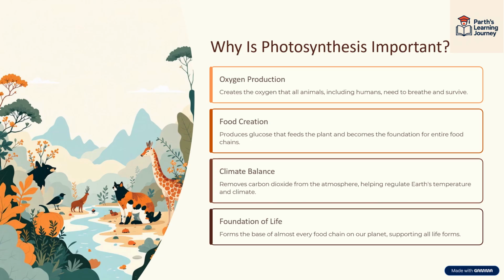Next, climate balance. It removes carbon dioxide from the atmosphere, helping to regulate our Earth's temperature and climate. Recently, global warming is very high, the pollution is very high. That's why we have to plant trees and they will do the photosynthesis. Hence, it will remove the carbon dioxide from our atmosphere.